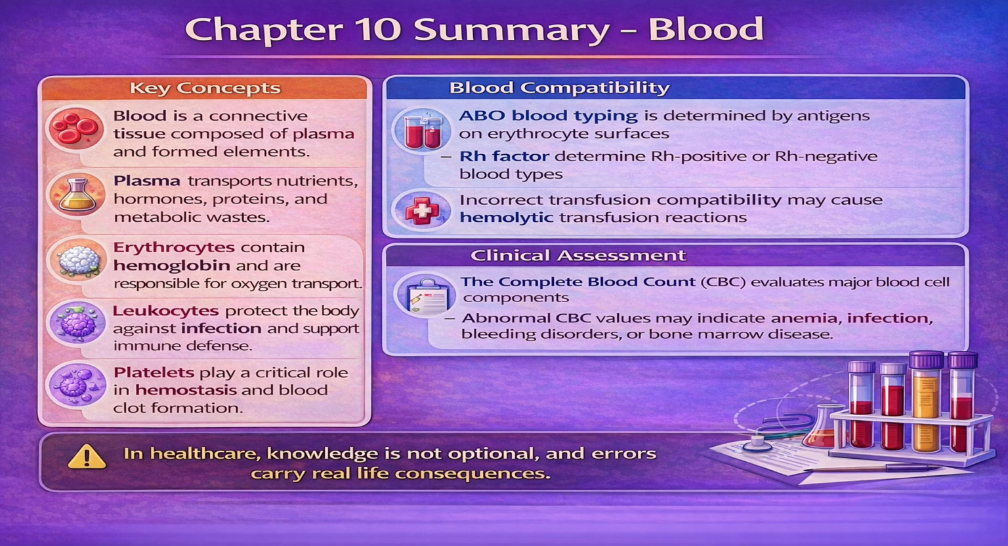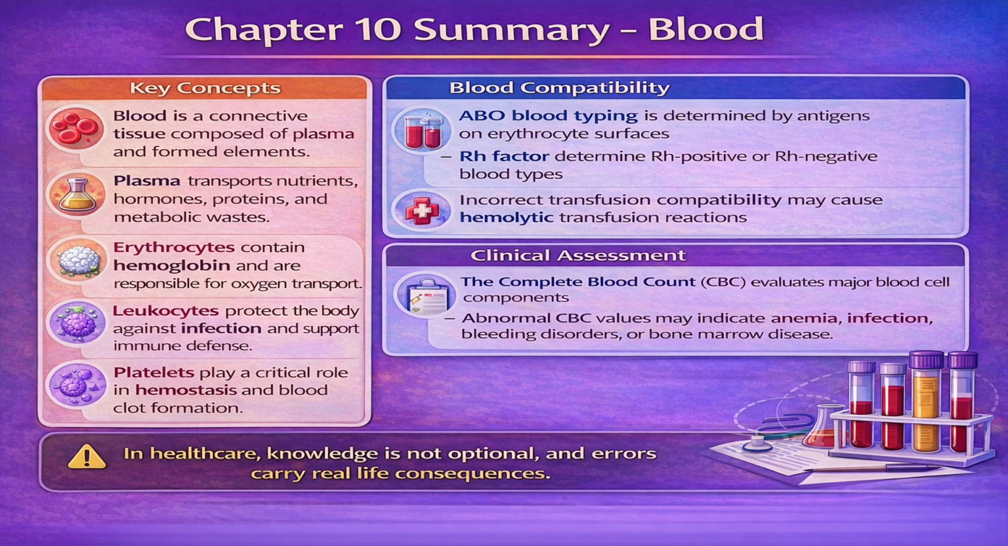In this chapter, we examine the structure, composition, and functions of blood, an essential connective tissue responsible for transport, immune defense, and regulation of physiological stability. Blood consists of two primary components, plasma and formed elements. Plasma serves as the liquid matrix that transports proteins, nutrients, hormones, electrolytes, and metabolic waste throughout the body. The formed elements of blood include erythrocytes, leukocytes, and platelets.